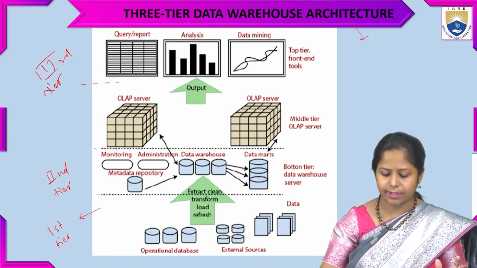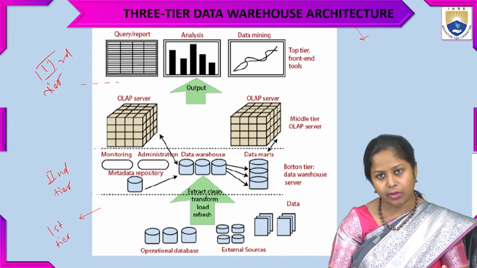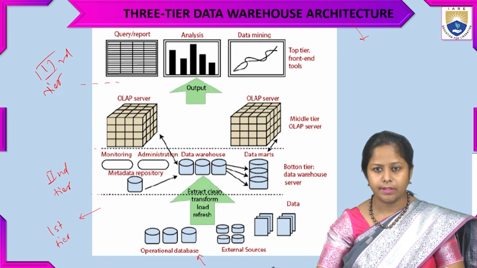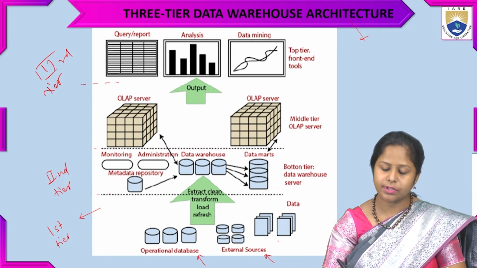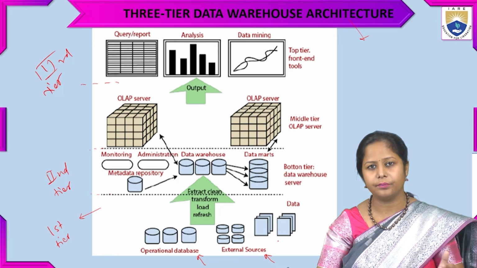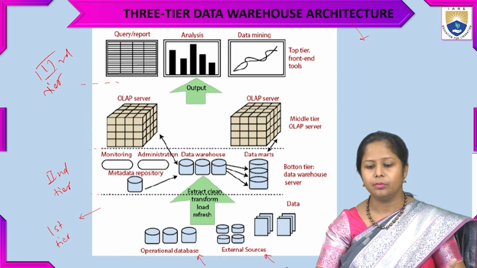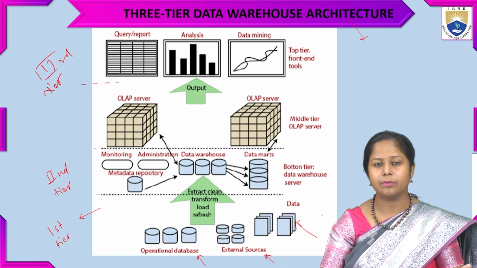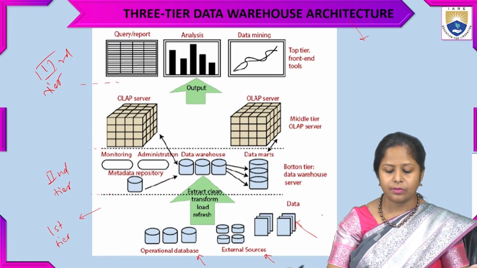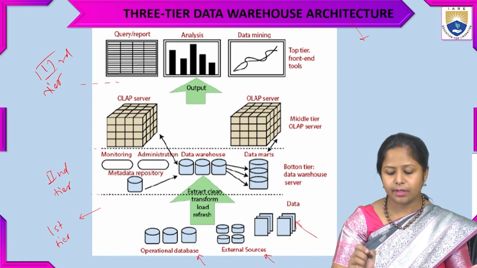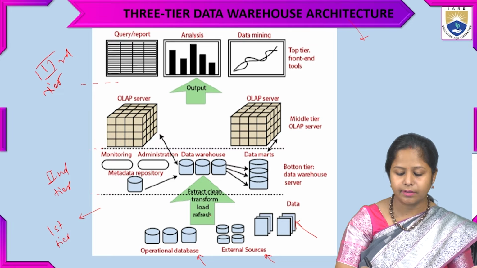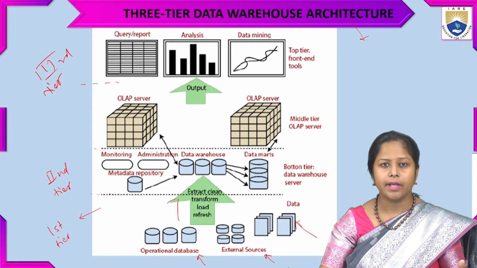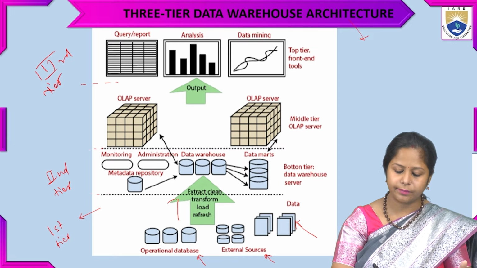In the first tier, we can see there will be some databases. Here the operational database is there. We can see the external sources of data from where the data is being fetched, some flat files, and some other files. After this tier, the data will be extracted, transformed, and loaded.